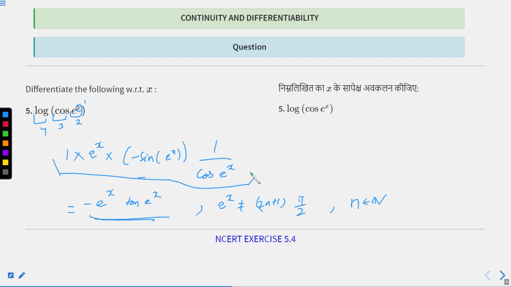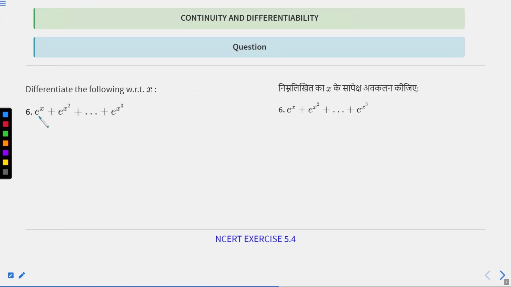We are applying the chain rule, but in a different manner. I hope that it is clear. So please keep this point in mind: whenever you get your answer like this, please write all the restrictions that are needed, whatever is necessary. Without those restrictions, the answer will not be complete. Clear? Let us move to the 6th problem.